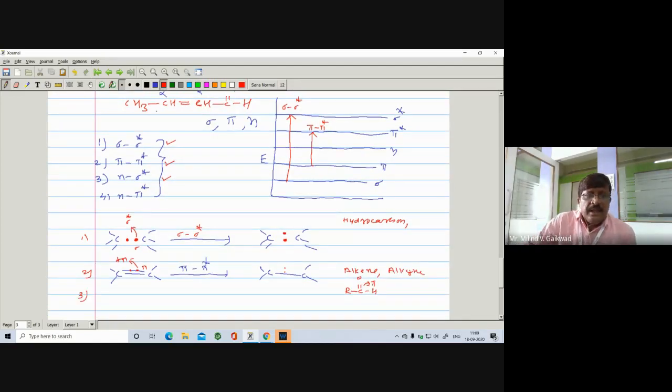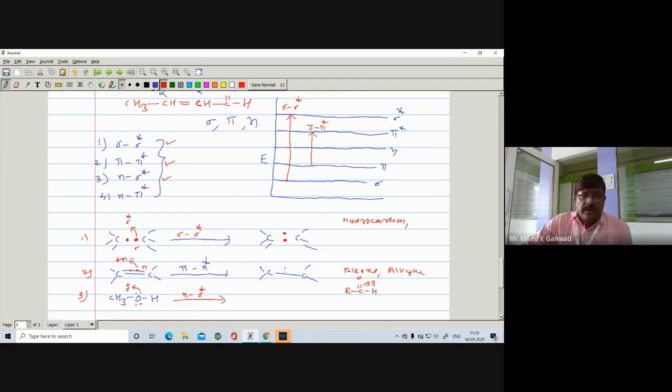Number three. In number three, suppose you take a simple example, CH3, then O, and here is H. Now it contains two lone pairs. These are the non-bonding orbitals, right? So when one of the lone pairs is shifted to the sigma star, that is called a n to sigma star transition.